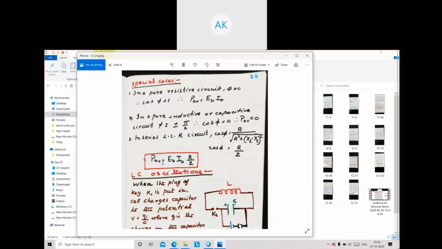So you can write this also in that equation. Average power equal to EV/IV into R by Z.